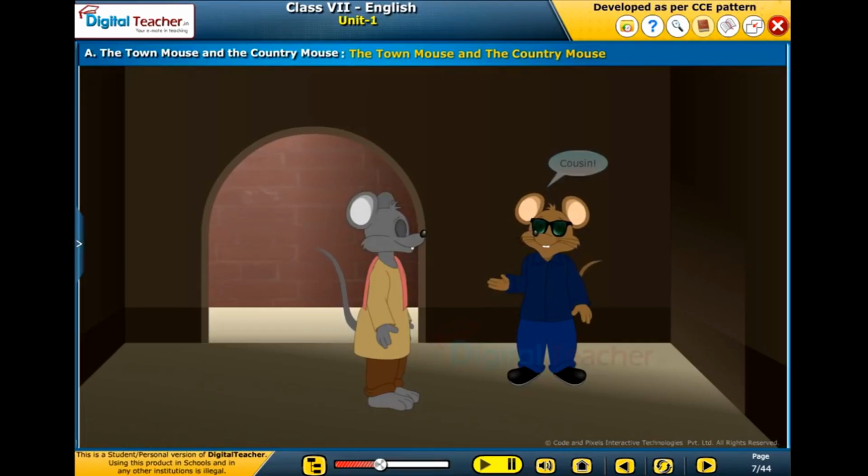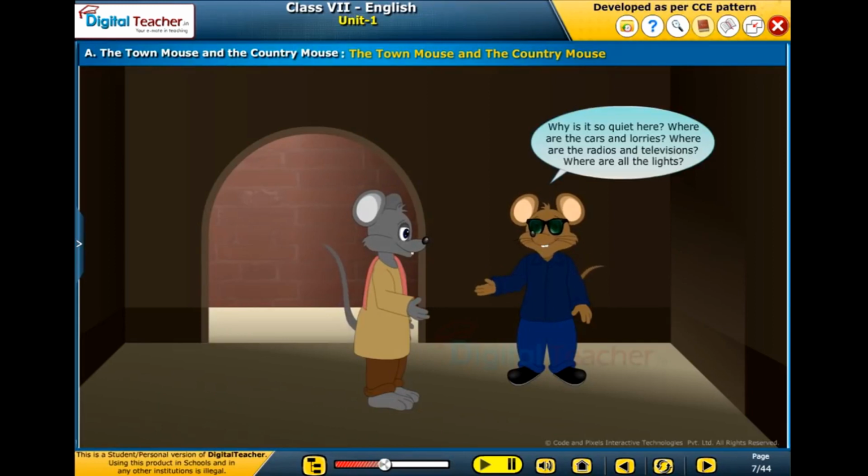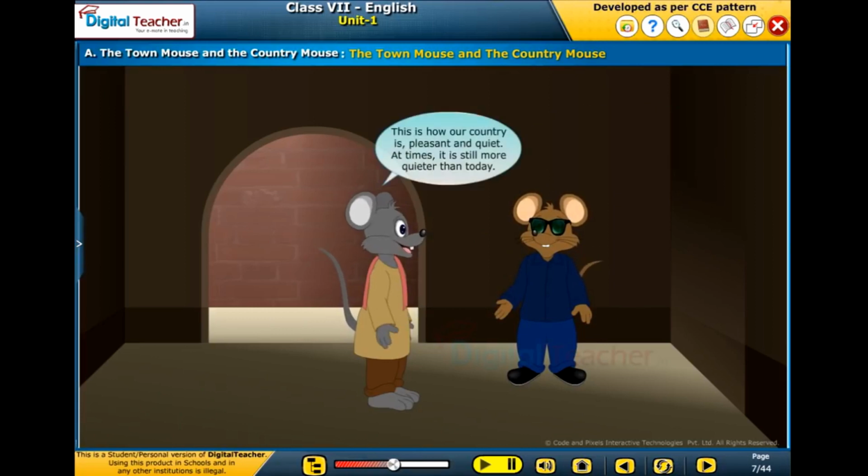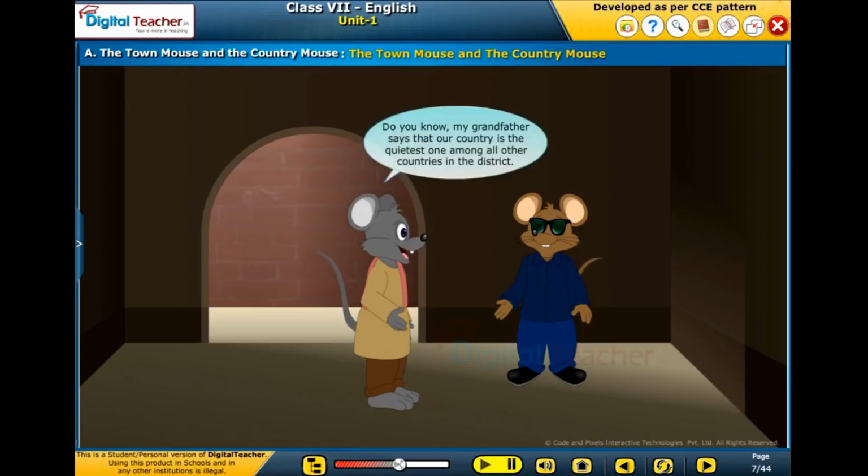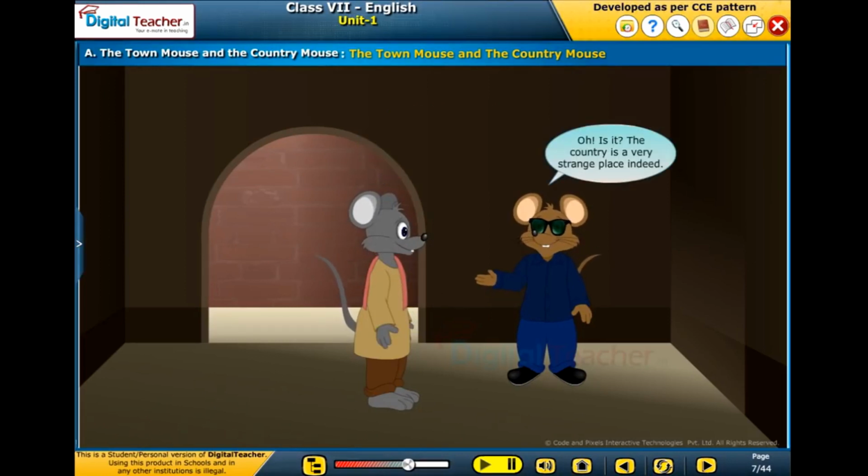Cousin? Yes, what is it? Why is it so quiet here? Where are the cars and lorries? Where are the radios and televisions? Where are all the lights? This is how our country is pleasant and quiet. Sometimes it is even more quiet than today. Do you know, my grandfather says that our country is the quietest one among all other countries in the district. Oh, is it? The country is a very strange place indeed.